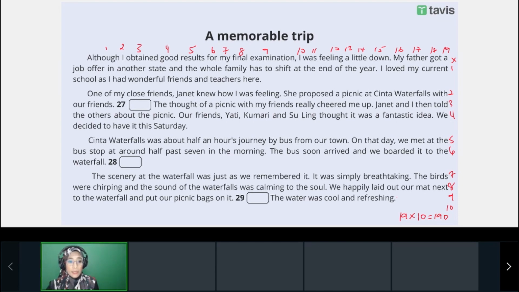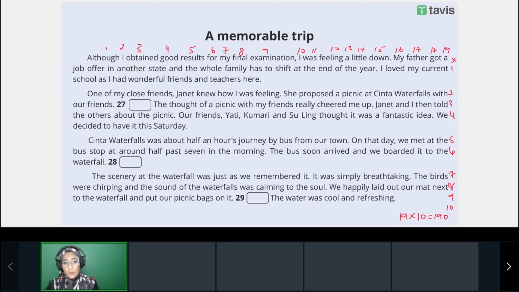One of my close friends, Janet, knew how I was feeling. She proposed a picnic at Chinta Waterfalls with our friends. The thought of a picnic with my friends really cheered me up. Janet and I then told the others about the picnic. Our friends Yati, Kumari, and Suling thought it was a fantastic idea. We decided to have it this Saturday.